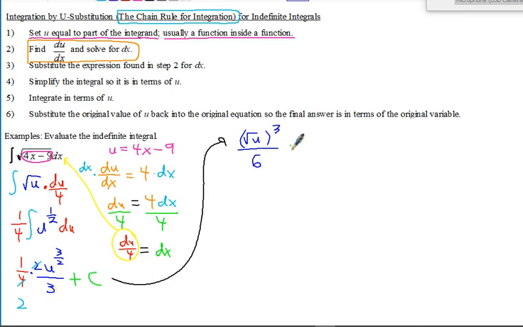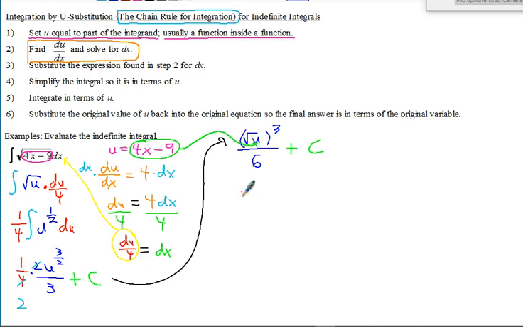But that's not quite our final answer, because remember, the original problem didn't have any u in it. It had x. So to get it back in terms of the original variable, the last step here: u is equal to 4x minus 9. We can substitute that right back in for u to get our final answer.